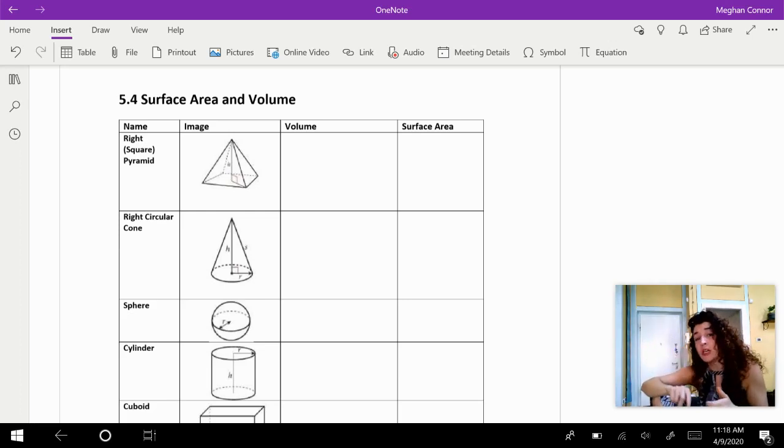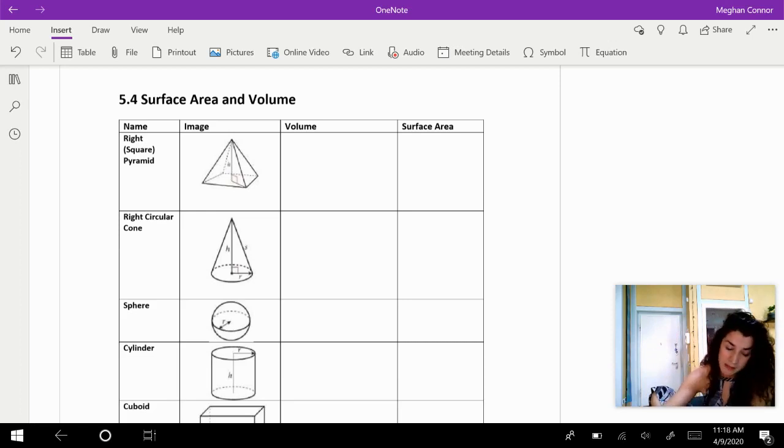It's called a square pyramid because the base is a square. So a triangular pyramid would be where the base is a triangle. It'd be kind of interchangeable with all the other triangular faces of the pyramid, depending on where it's laying down. But here it's a square pyramid because the base is a square.